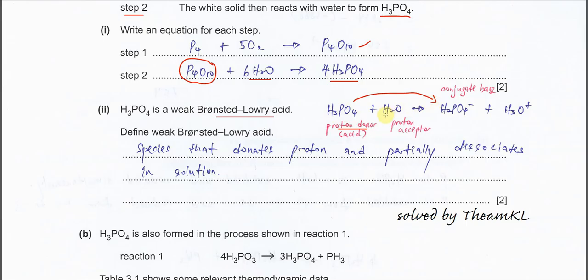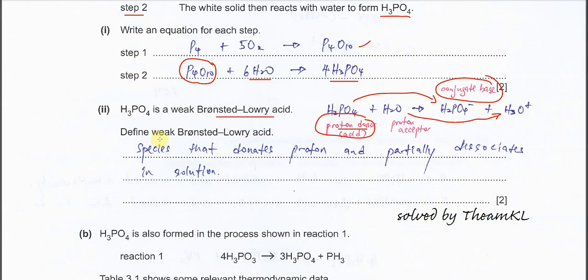And the proton that is released will be gained by the H2O, and the H2O now forms the hydronium ion. Okay, so we know that H3PO4 now is a proton donor because it has lost one proton, and therefore is an acid. And the water now is a proton acceptor, a base. And the H2PO4 negative that forms is the conjugate base of this acid, H3PO4. So they are one pair, right? So a conjugate acid-base pair.